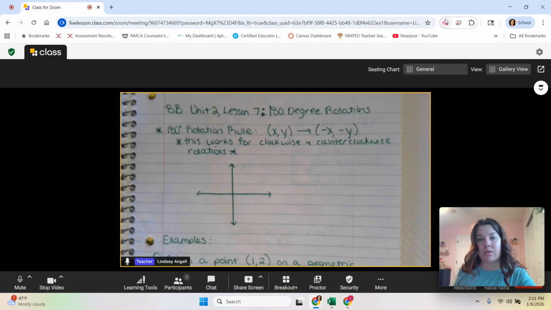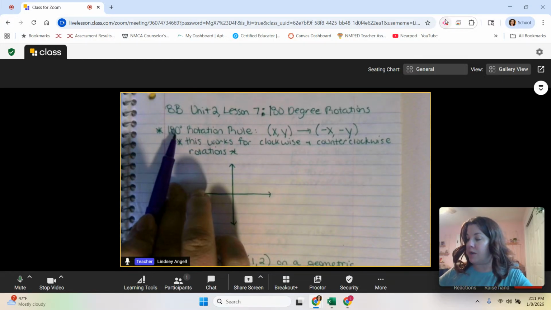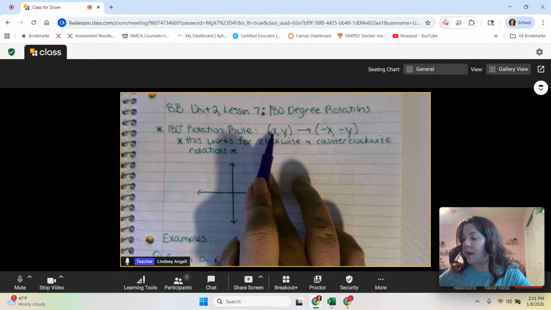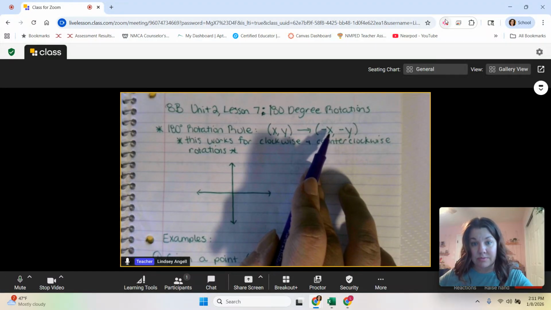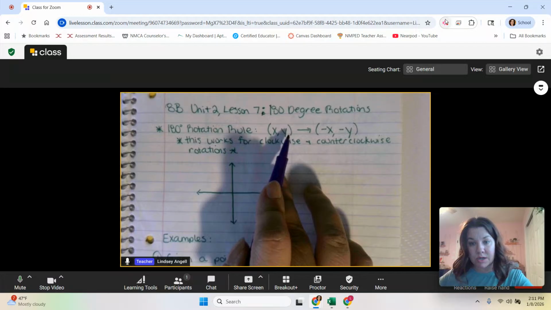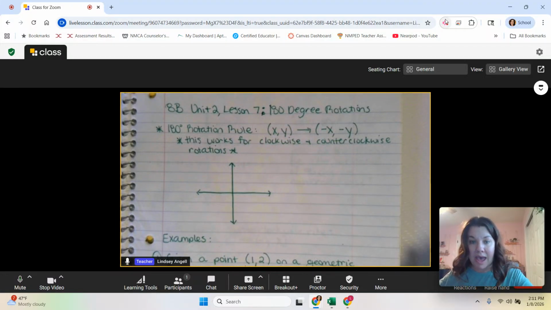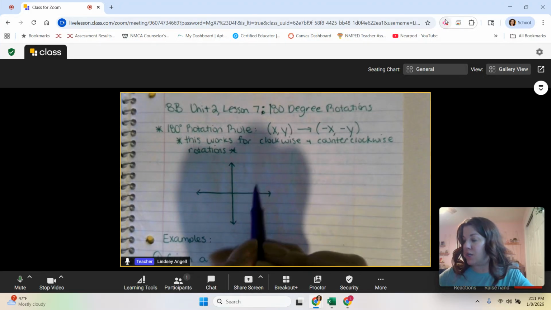So here's our 180-degree rotation rule. Whatever you start with x, you end up with the opposite of x. Whatever y value you started with, you end up with the opposite after you do a 180-degree rotation, right?